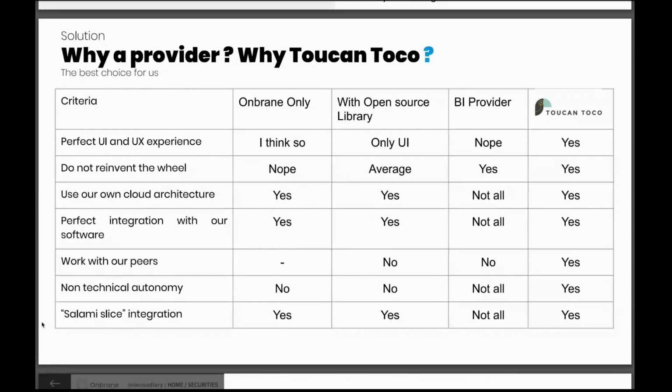Non-technical autonomy. Of course, if we have to develop a back office by ourselves, it will take months. So it's nonsense to make it on our own. Open source libraries, of course, are not using this kind of process. And for BI providers, some of them have it, some of them don't. Toucan Toco uses that, so it was one of our important points. And same thing for slice-by-slice integration. Not all BI providers allow you to develop just a few parts. Some of them have big software with a lot of integration before starting to show results to our clients.